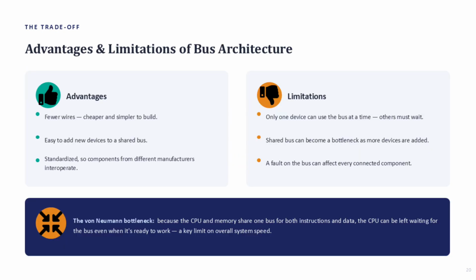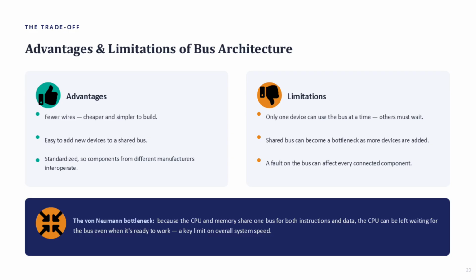Now, every engineering design has strengths and limitations, and bus architecture is no exception. Let's begin with the advantages. The first advantage is simplicity because multiple devices share the same communication pathway. The computer requires far fewer physical wires. This makes the motherboard easier to design and less expensive to manufacture.